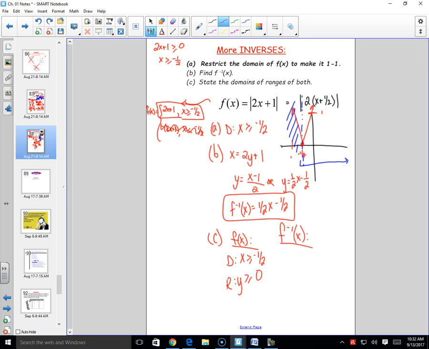So what's going to happen with the inverse? Without even worrying about the equations. If we know the domain and range of the original, our job is easy. That's all we have to do is just be careful. If you're switching, it's no longer y greater than or equal to 0. What is it? Okay. And it's no longer x greater than or equal to negative 1/2.